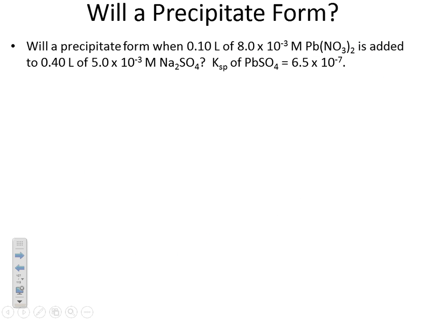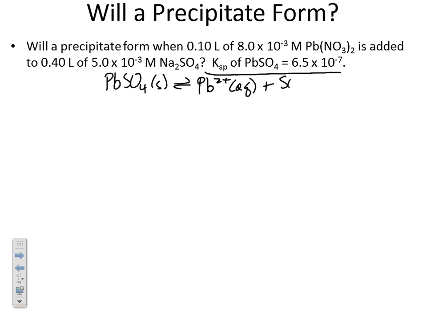So, standard question: will a precipitate form if 1.1 liters of 8 times 10 to the minus third molar lead(II) nitrate is added to 0.4 liters of 5 times 10 to the minus third molar sodium sulfate, and it gives us the KSP of lead(II) sulfate. So again, our equilibrium problem solving process, but adapted for Q, the first step is to write a reaction. What reaction do you write? You write the same reaction that we're used to writing, meaning you write the reaction based on the K value. It gives us the K value of PbSO4. So I'm going to write PbSO4 solid goes to Pb2+ aqueous plus SO4 2- aqueous.